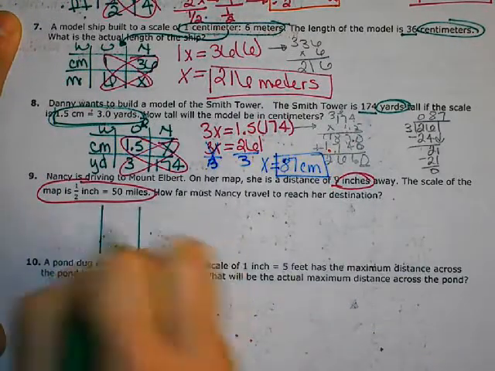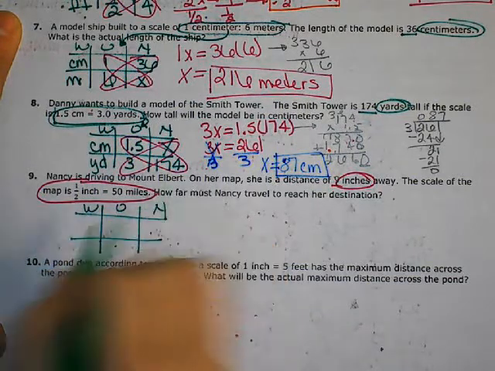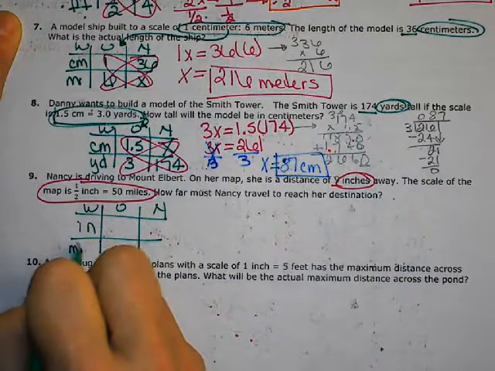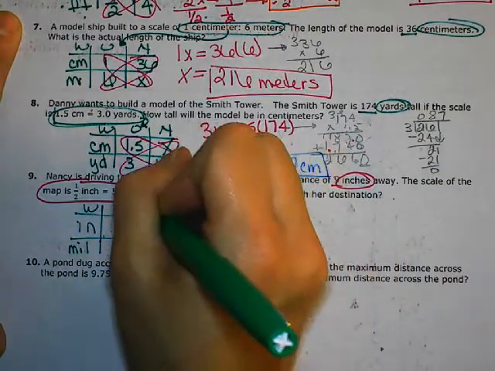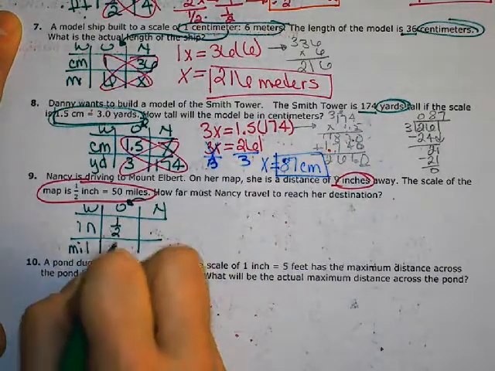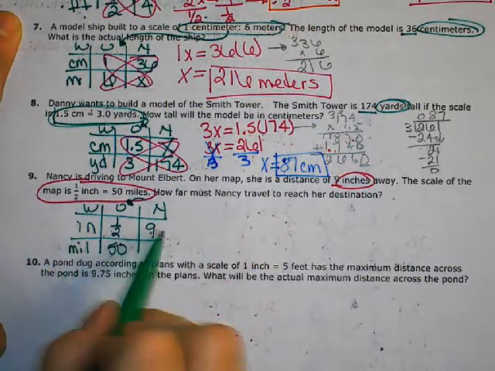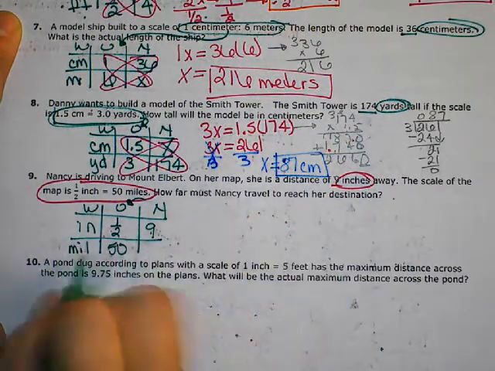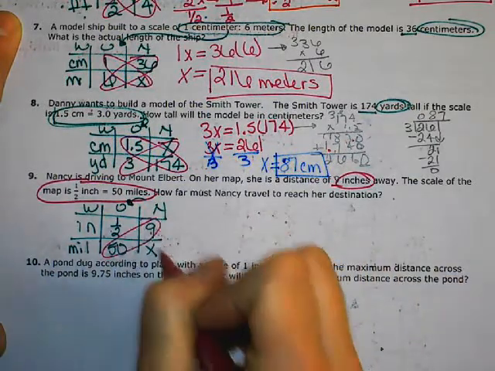Well, I can set up my proportions like I always do. Again, I want to keep my units together. So I have inches and miles. I'm going to label just as an organizational tool. Keep my scale in my original column, where I have 1/2 inch to 50 miles, and they told me that it was 9 inches. So make sure you keep inches together and miles together. Now I can cross multiply.